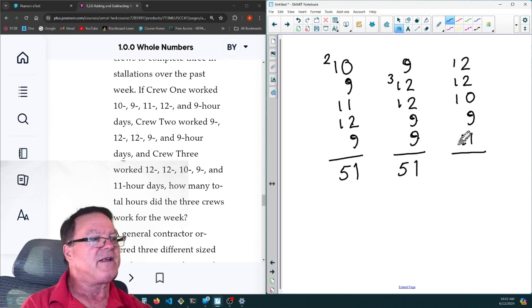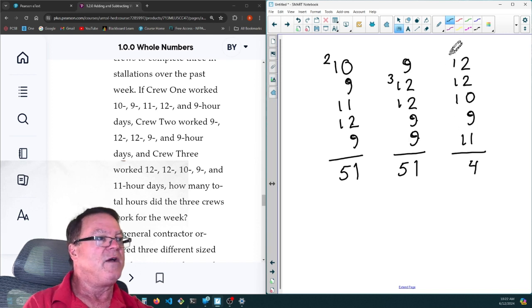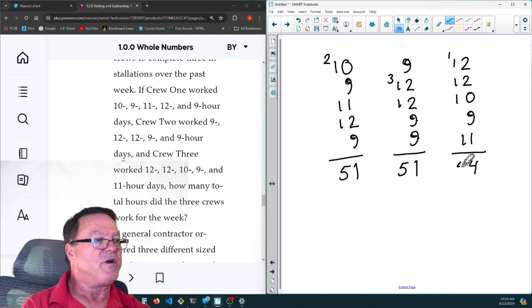Crew number 3, I think they worked the most hours of all of the crews. They've worked 2 plus 2 is 4, plus 0 is still 4, plus 9 is 13, plus 1 is 14. We'll write the 4, carry the 1 over the tens column. We'll add 1, 2, 3, 4, 5. So crew number 3 worked 54 hours last week.